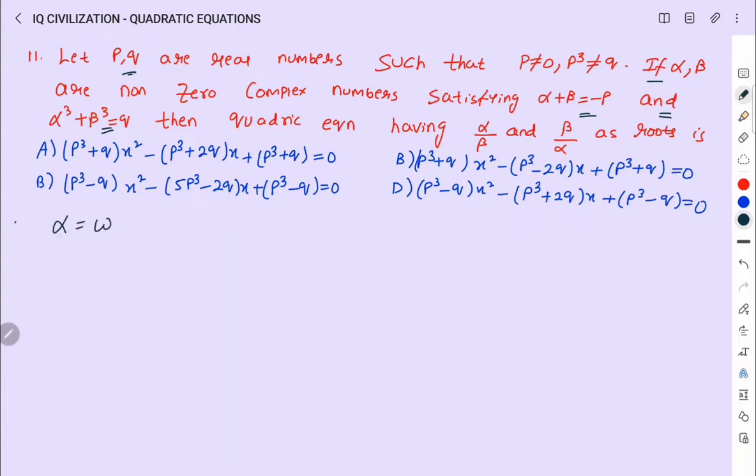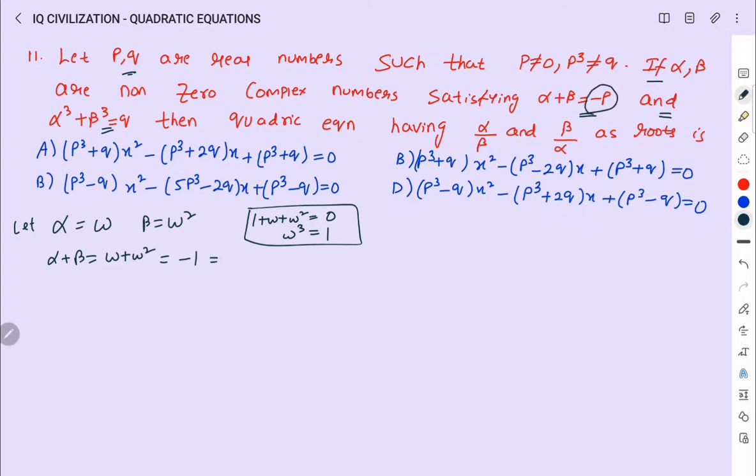So let alpha equal omega, beta equal omega square. So alpha plus beta equals omega plus omega square. We already know 1 plus omega plus omega square is equal to 0 and omega cube equals 1. So omega plus omega square is nothing but minus 1. In this we will compare, it is given as minus p. So minus p, so p is equal to 1. I got this. Again, alpha cube plus beta cube equals q. So alpha cube plus beta cube means omega cube plus omega square whole cube, that is nothing but 2. This is 1, this is 1.